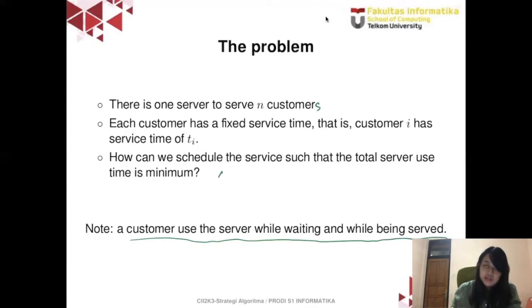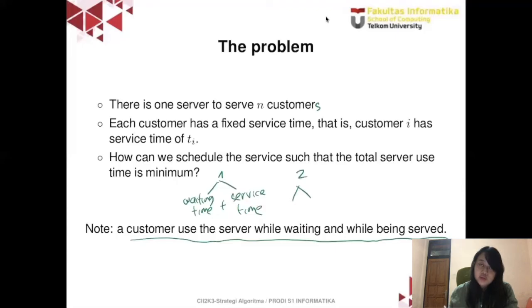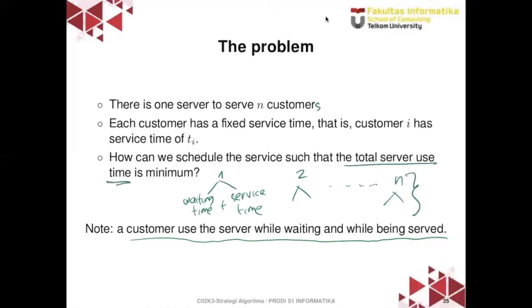So customer 1 used the server for as long as the waiting time plus the service time. The same with customer 2 and so on until customer n. So the total server use time means the use time of all customers we have. Because the service time is constant, we have the fixed one. So the problem of minimizing total server use time is actually the same as minimizing total customers waiting time.